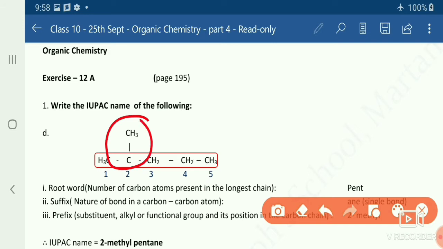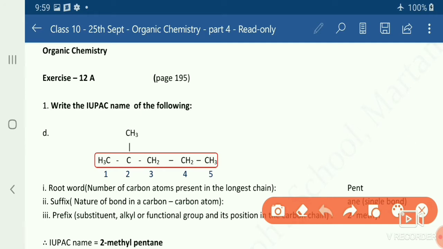Now if you start from left to right, the CH3, that is the methyl group, is getting the number 2. But if you start from right to left, it will get 1, 2, 3, 4. So CH3 will come at 4. So that is not done. Okay, so it should always have the smaller number. And you have to know the namings: 1, 2, 3, 4, 5 are meth, eth, prop, but and pent. Okay, that is the root word. And the type of bond, single bond, all are single bonds, so it will be ane.